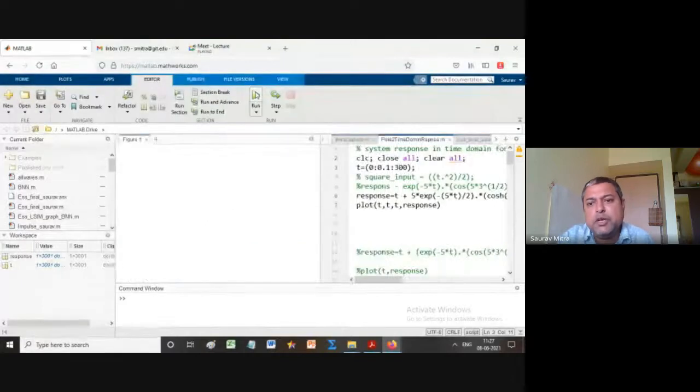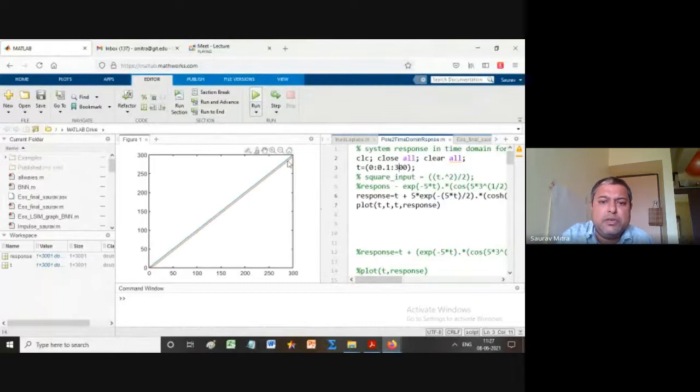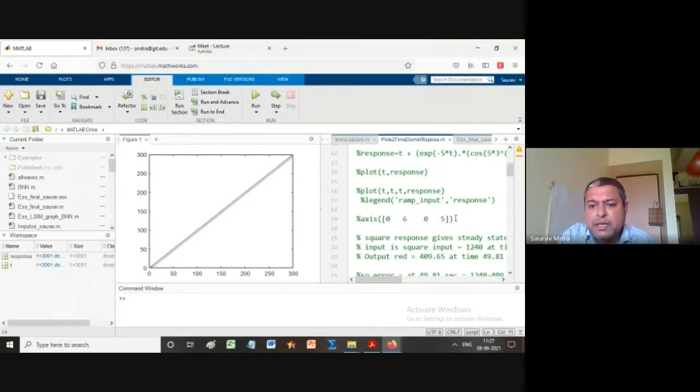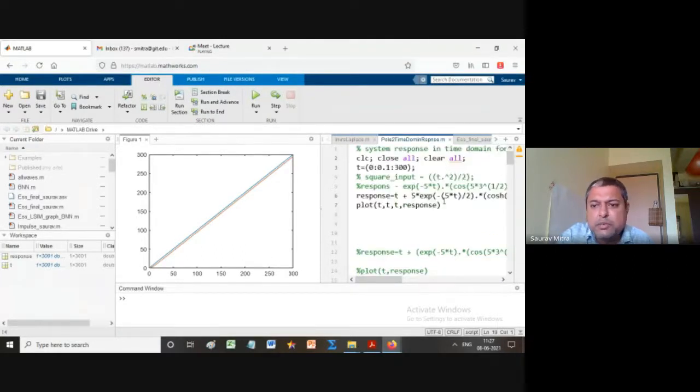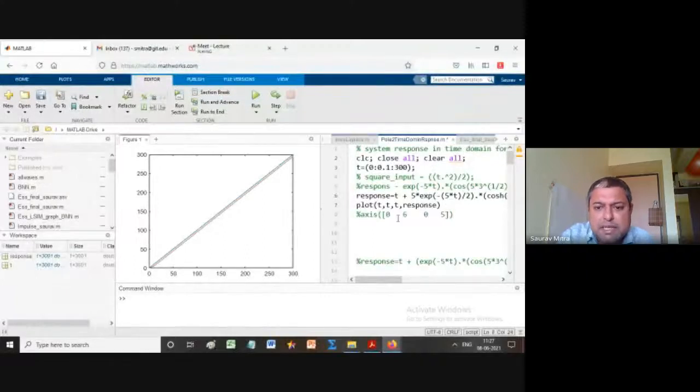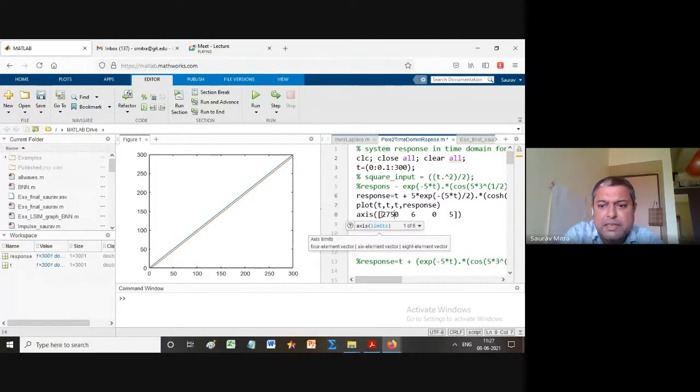The difference between input and output is always 5 because Kv is equal to 0.2. So, for this part you can take the help of the axis command and plot the distance between input and output. What axis will I take? For the x-axis, you can say 275 up to 300. And what is the y-axis? It is also 275 up to 300.